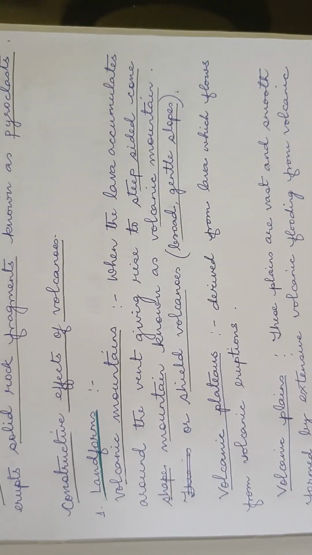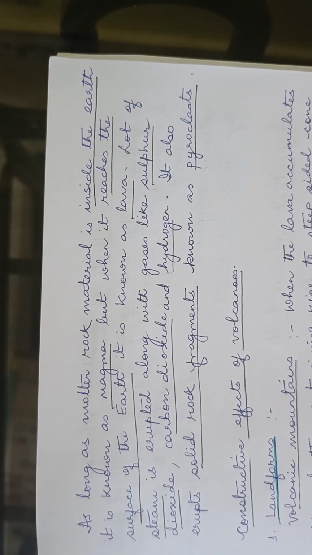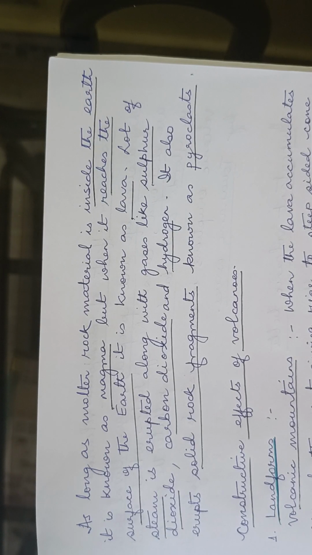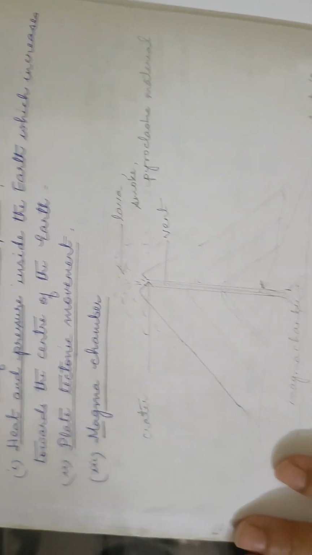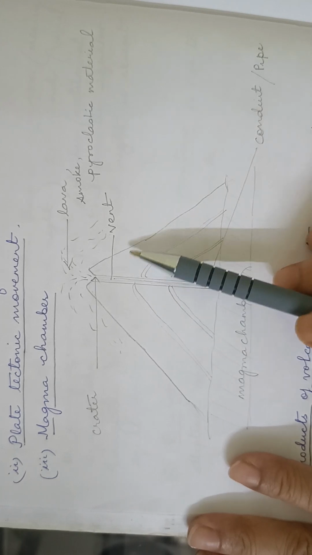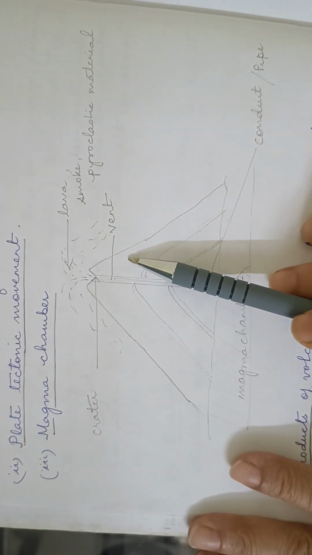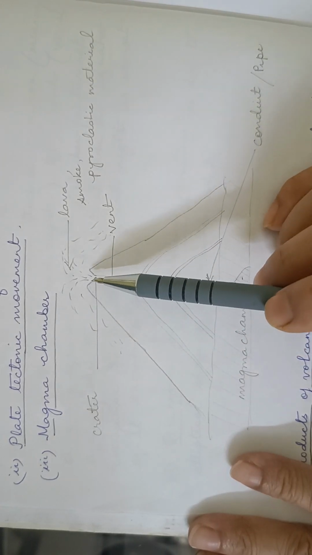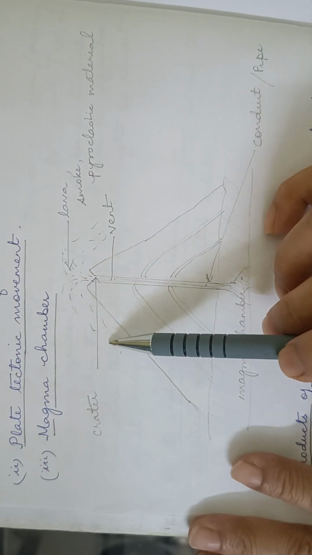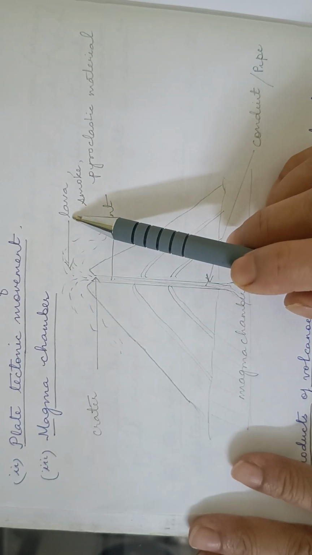Now, when it comes out, the different products that it emits: as long as this molten rock material is inside the earth, it is known as magma. But when it reaches the surface of the earth, it is known as lava. This is important, children, difference between magma and lava. So as long as it is inside the earth's surface, we call it as magma. But the moment this molten rock material comes out on the earth's surface, it is known as lava.